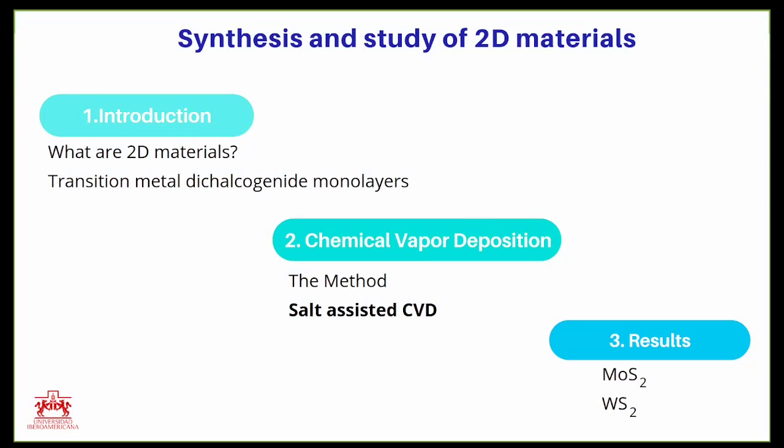Tonight, I'm gonna talk to you about what are 2D materials, the transition metal dichalcogenide monolayers, and then the method of synthesis that we use, it's chemical vapor deposition, and also a salt-assisted chemical vapor deposition. And then we are going to talk about the results of two of the TMDs, of two of the transition metal dichalcogenides that we are working on. We are also working in some others, but I'd like to tell you only about these two materials.